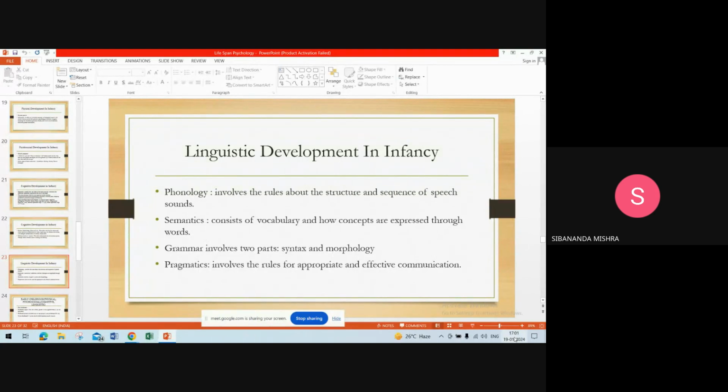Third is grammar. Grammar involves two parts, syntax and morphology. Syntax refers to the rules in which words are arranged into sentences. And second one is morphology. Morphology refers to the use of grammatical markers indicating active or passive voice. Next is pragmatics. Pragmatics involves the rules for appropriate and effective communication. So these are about linguistic development in infancy.